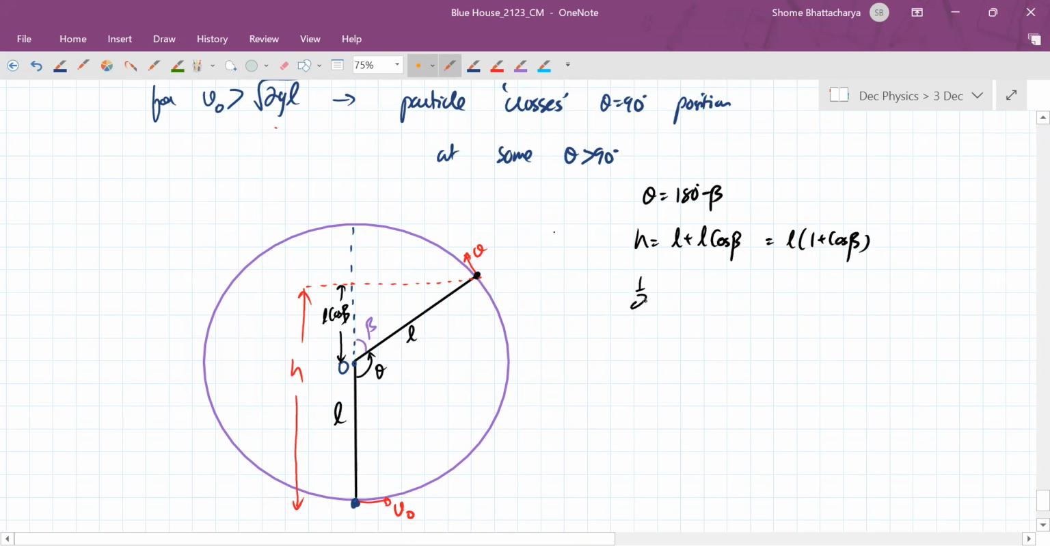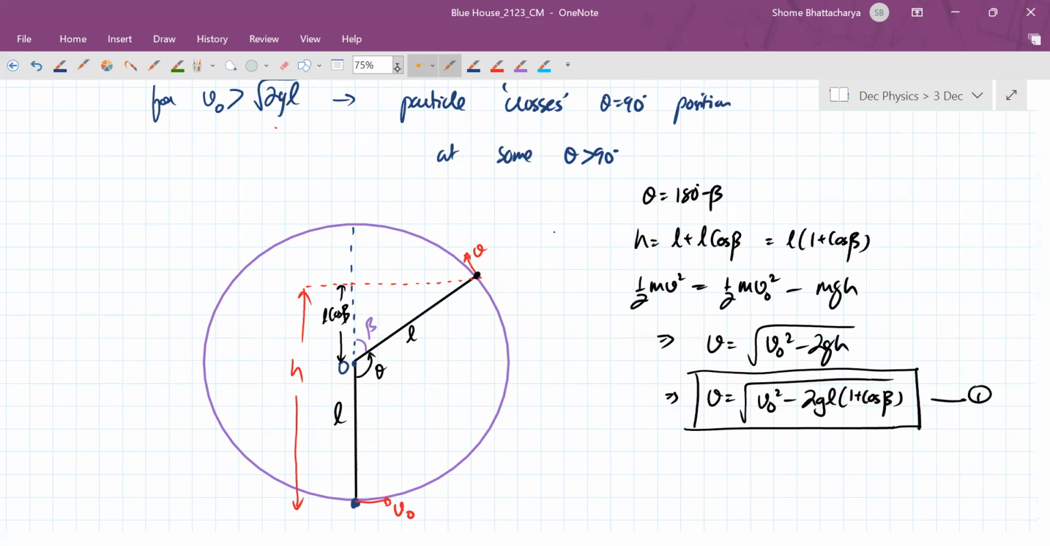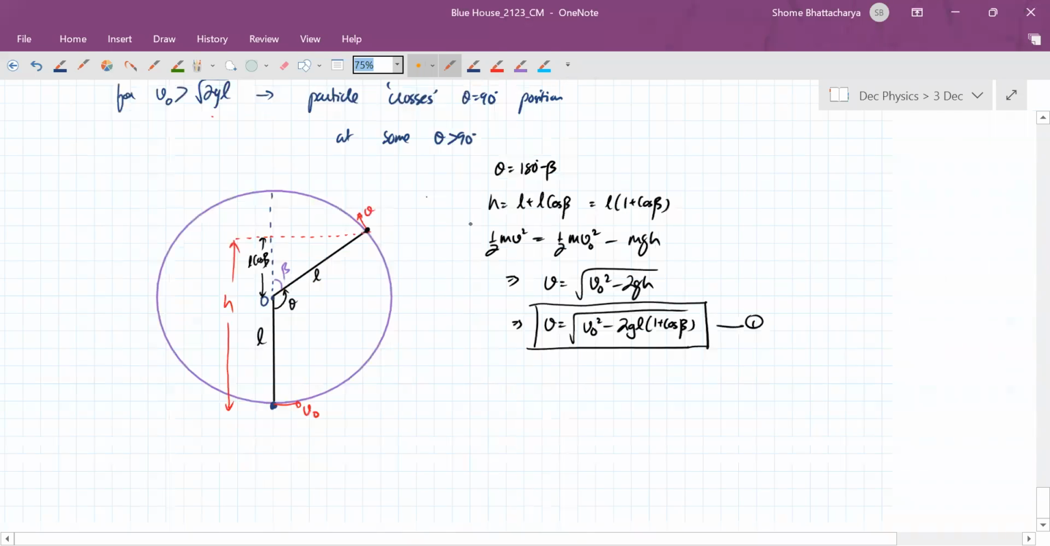So we have half mv square is again equal to the initial kinetic energy minus the gain in potential energy. So we have V is equal to square root of V naught square minus 2gh. So this is our conservation of energy or work energy relation, which gives us V as a function of theta. In this case, theta is equal to 180 minus beta.